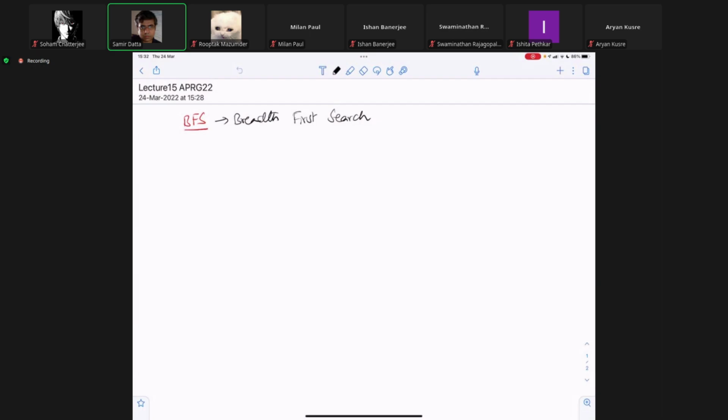So what is breadth first search? We just saw that it was level by level exploration of the graph.